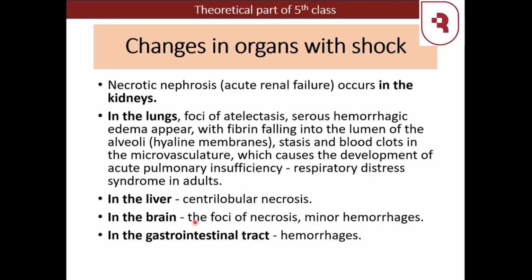Changes in the organs as a result of shock: we see necrotic changes in the kidneys. We have already discussed necrotic nephrosis, when we may see absence of a nucleus in the kidney cells. In the lungs, we will see foci of atelectasis, serous hemorrhagic edema with fibrin falling into the lumen of the alveoli and hyaline membrane formation. In the liver, we will see central lobular necrosis. In the brain, we will see also necrosis. In the gastrointestinal tract, we will see hemorrhage.